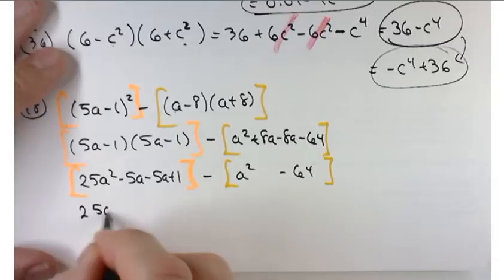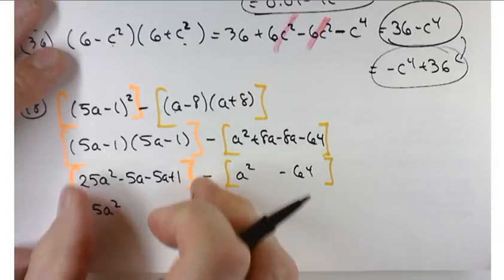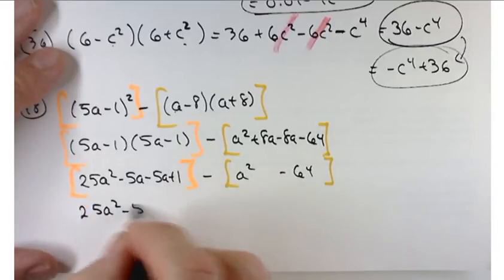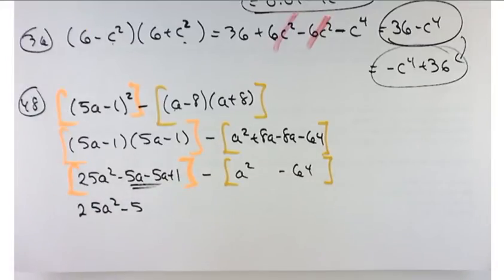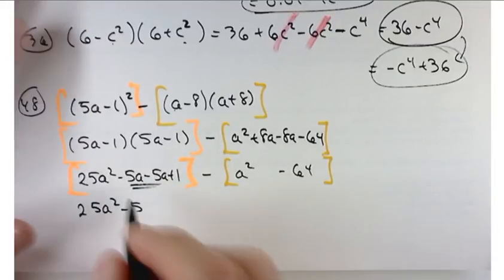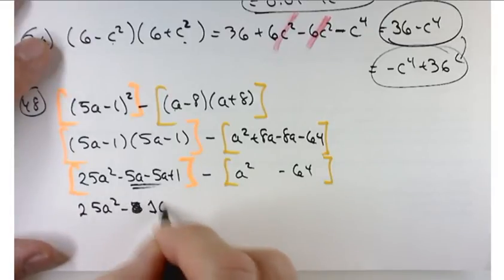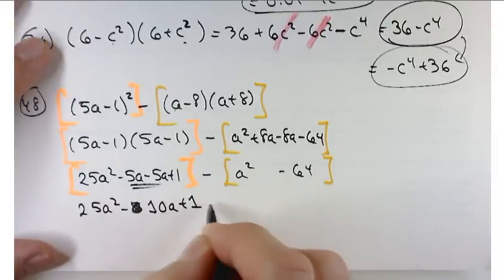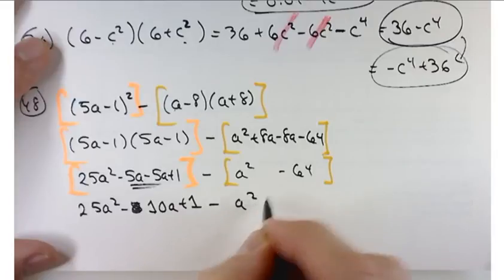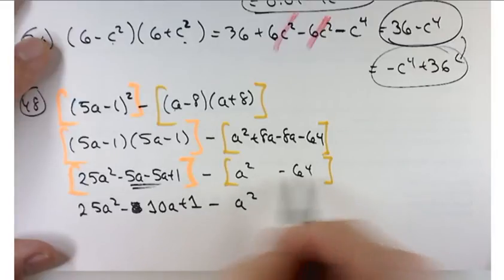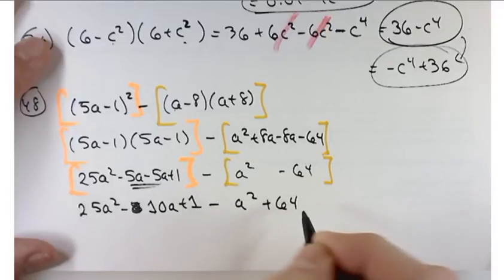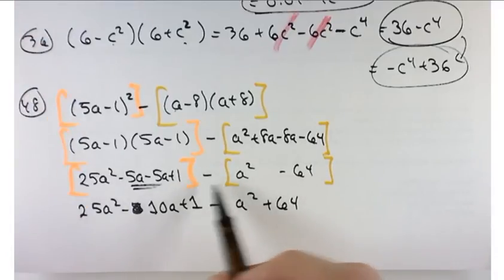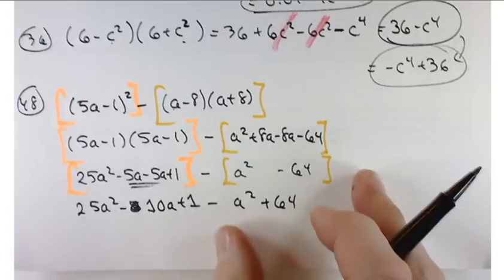Good, distribute the negatives. So I'll get rid of the parentheses or brackets around here. Actually, you know what? I should combine like terms first, right? It's going to be a minus 10a, minus 10a plus 1. Minus a squared. What happens to the minus 64 here? Good. Negative times a negative is positive, so it becomes a plus 64.